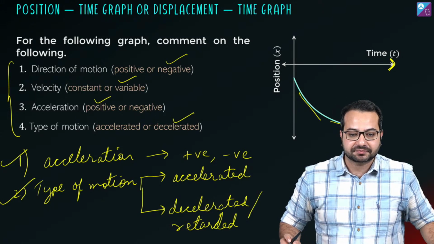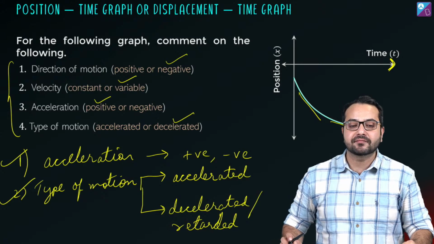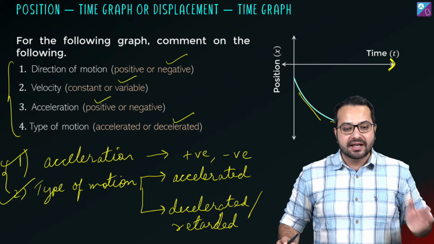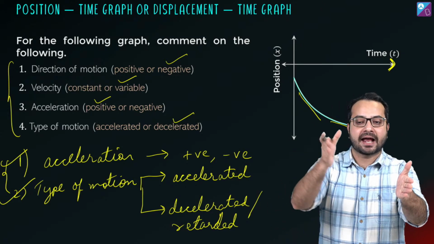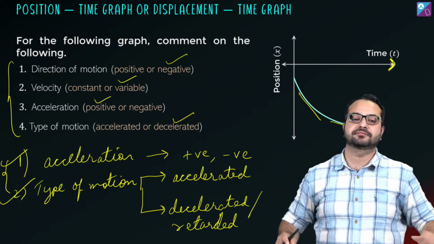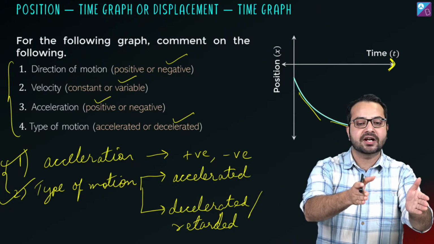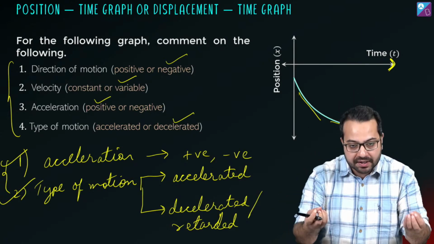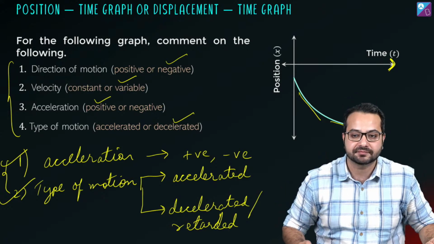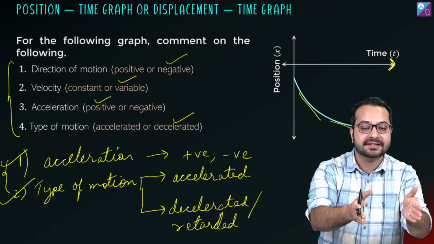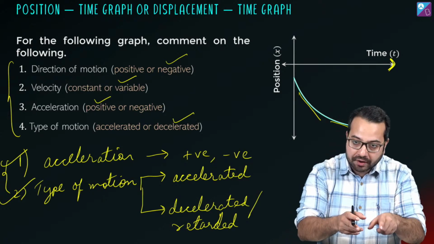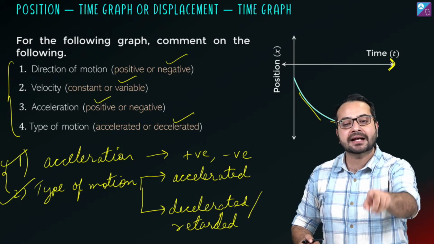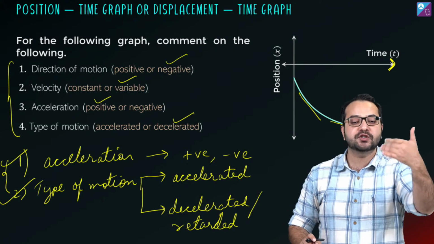ठीक है, चलो. अब ये दोनों चीज क्लियर है. अब लेट्स कनेक्ट these two things. If velocity and acceleration are in the same direction, the motion will be accelerated because the speed is going to increase. If velocity and acceleration both are positive, or velocity and acceleration both are negative, in both the cases we'll get accelerated motion because the speed is going to increase.